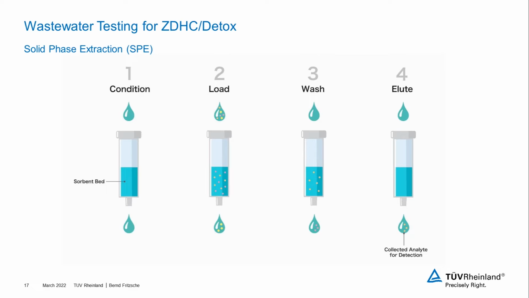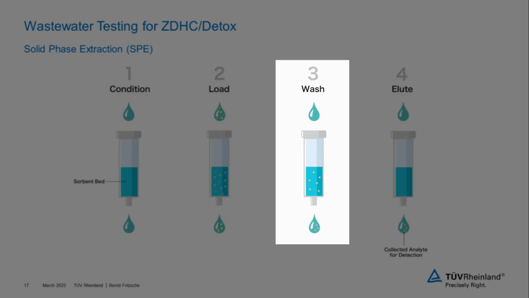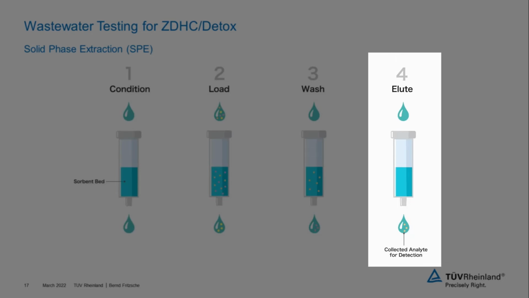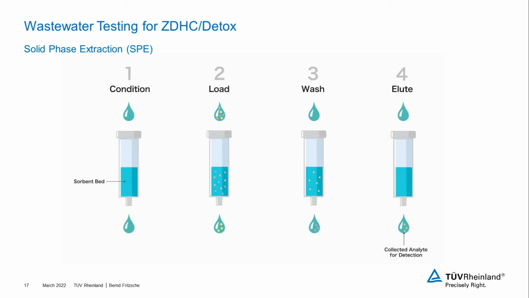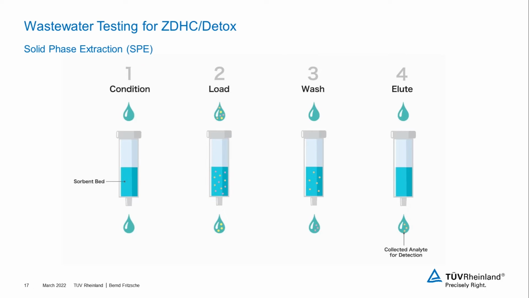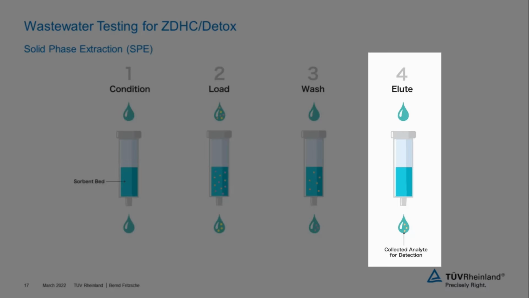In the next step, we can wash it and therefore rinse off unwanted substances and matrix we don't need. Finally, in the fourth step, we use another stronger solvent and remove our analyte from the cartridge. Same as we saw before for the liquid-liquid extraction. Also here we have the chance to use a relatively large sample volume for loading in step 2 and a small volume for the elution in step number 4.